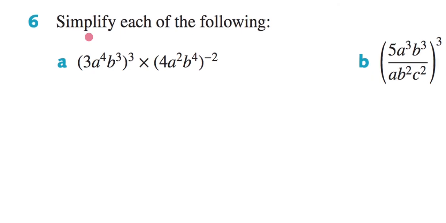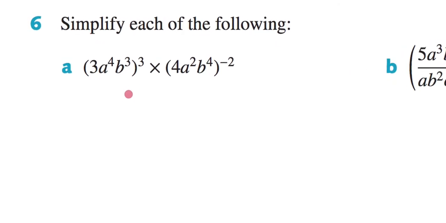So what are we doing here in A? The first thing I'm going to do is bring this 3 inside my brackets. So I'm going to be left with 3, 3. Now I'm going to be using my third index law to multiply these indices together. So 4 times 3 is 12. Then 3 times 3 is 9, so B, 9.